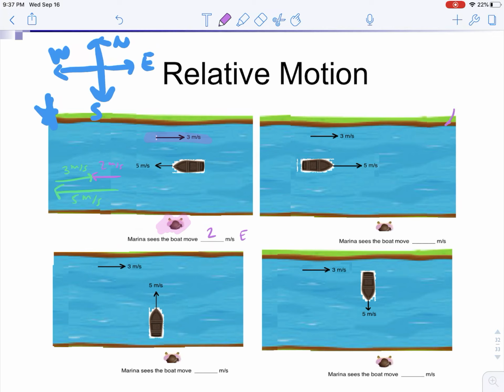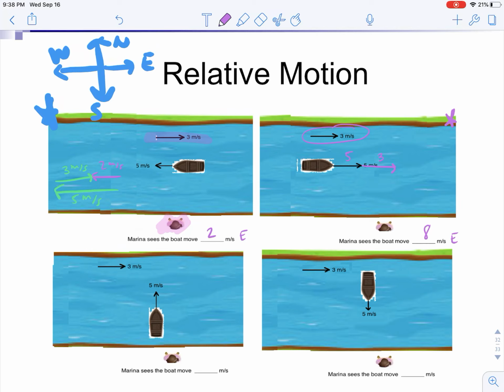So now this next picture. Now the boat is moving with the current, so it would make sense that their motions build. And in fact, if I move this vector to the head of this vector, I can see that I just add those two motions together and I get 8 meters per second to the east.